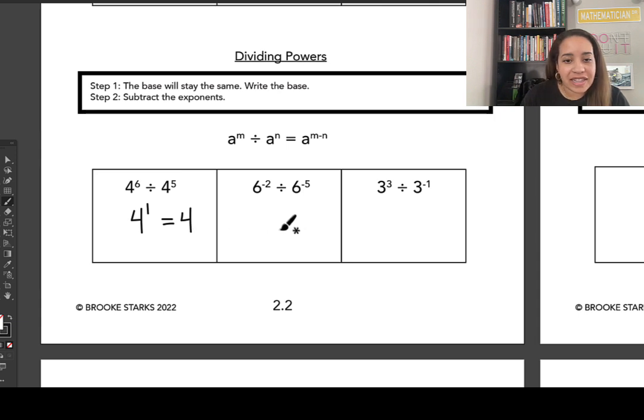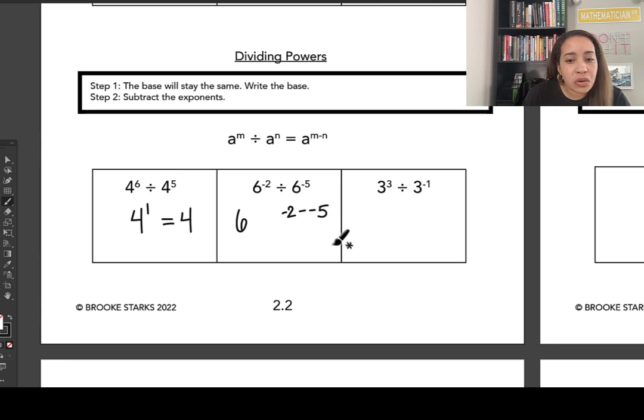Here's another one. This one's a little trickier. We see some negative exponents. So we keep the base the same whenever we are dividing. Keep the base the same. And then this time, since it's division, we need to subtract. So the problem that we are doing is negative 2 minus negative 5.